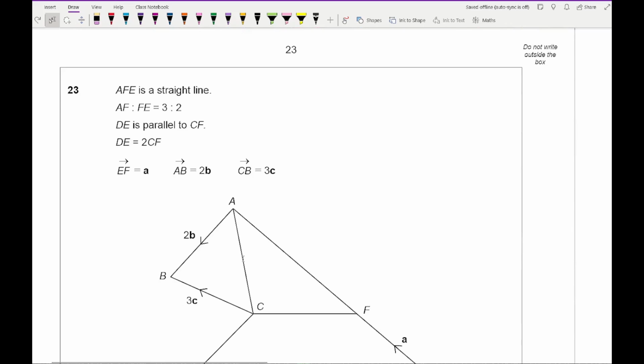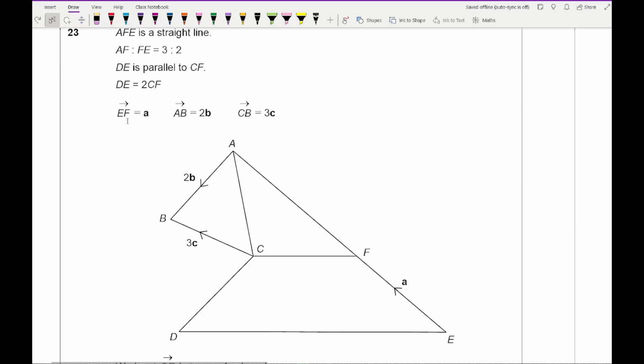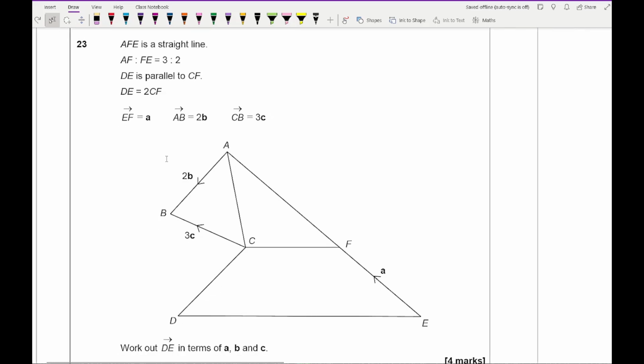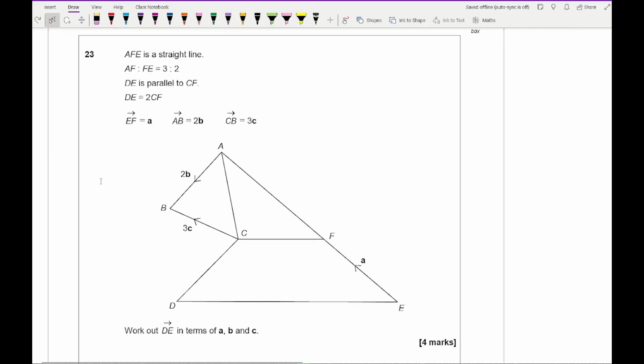AF to FE is in the ratio of 3 to 2. DE is parallel to CF. DE is equal to 2 lots of CF, and EF is a, AB is 2b, and CB is 3c. And the question is asking us to work out what DE is. So for this, we want to work out what this length here is.